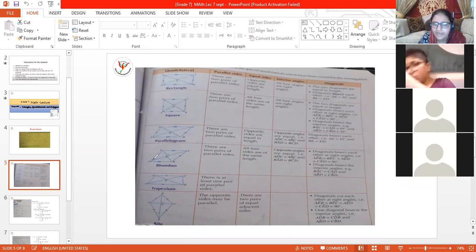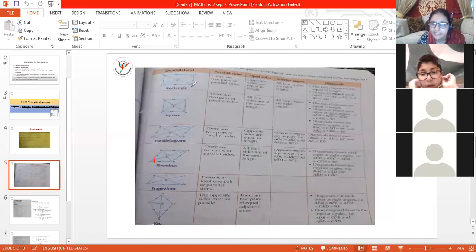Again, the opposite angles are equal in the rhombus. If angle A is 60, angle C will also be 60 degrees, which means that all the opposite angles of the parallelogram are equal.